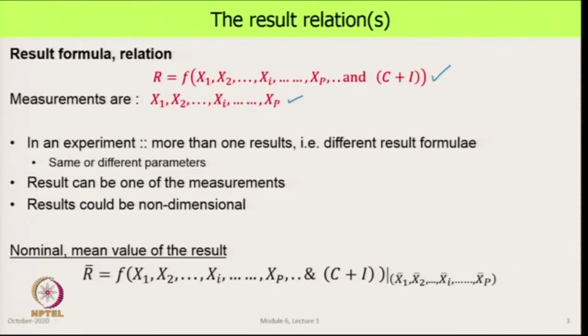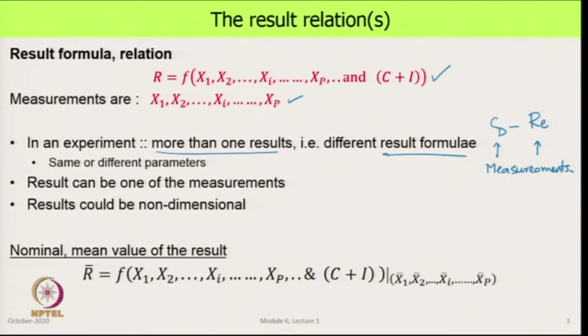Now, in an experiment there can be more than one result, or what we call result formulae. For example, in a drag on an object, you could have the drag coefficient as one, and the other result could be the Reynolds number. Both are computed from a set of measured values. So, we have an example here of a two result experiment.